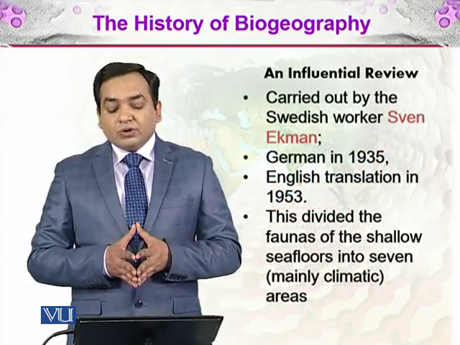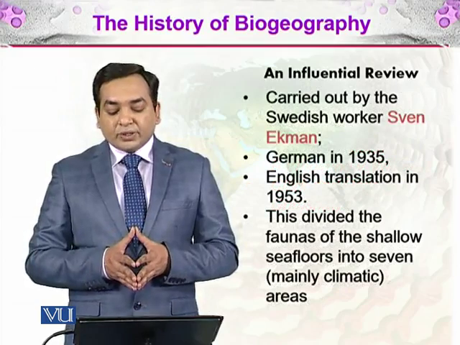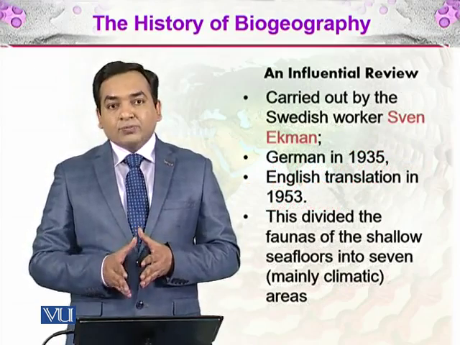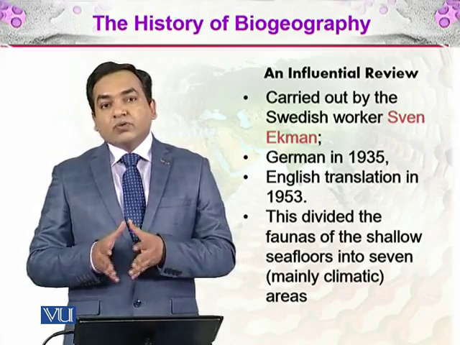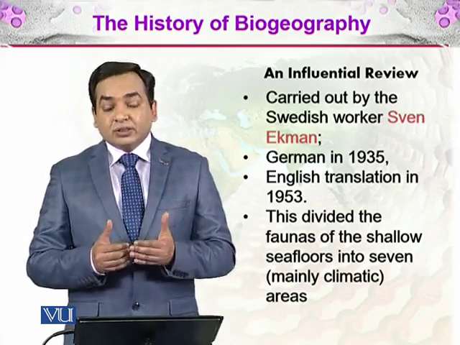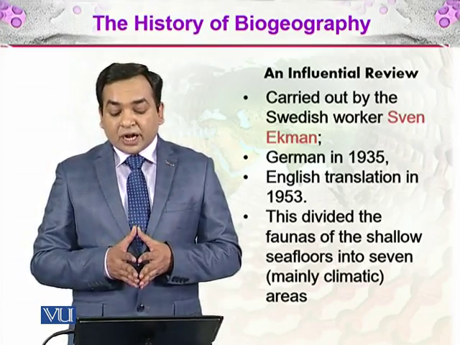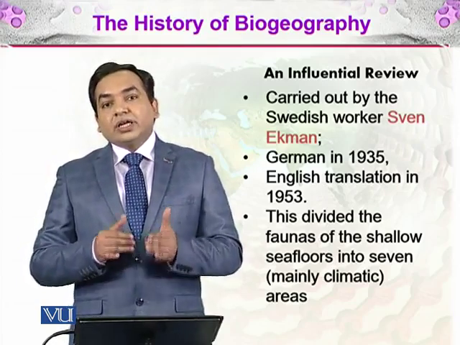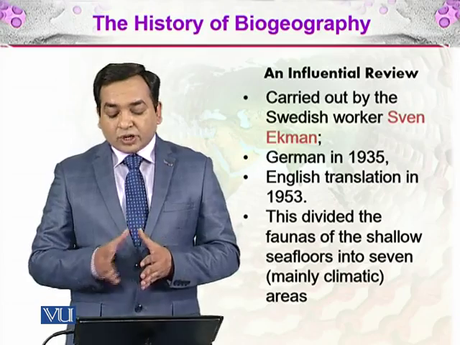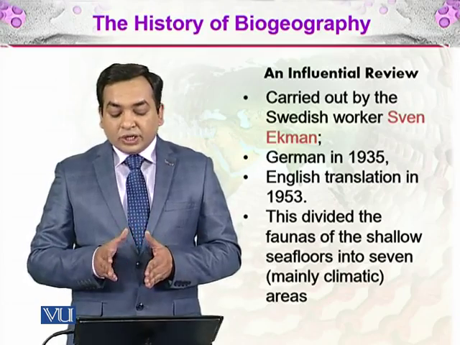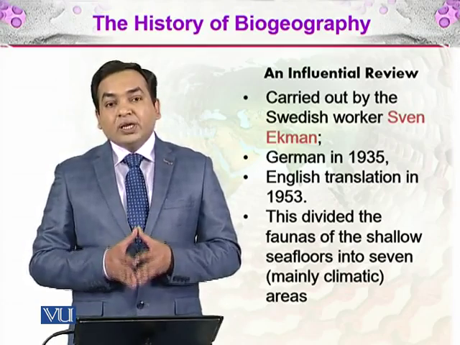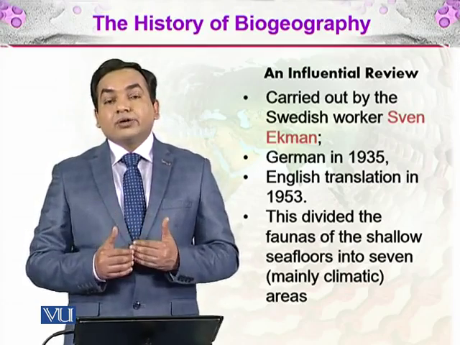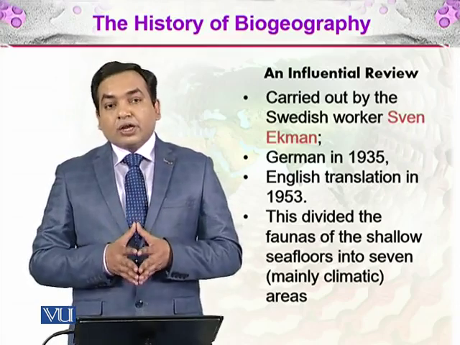An influential review was also carried out by the Swedish worker Sven Ekman. His work was presented in German in 1935, and it had an English translation in 1953. It divided the faunas of the shallow seafloors into 7 mainly climatic areas. That means they depended on the climate.